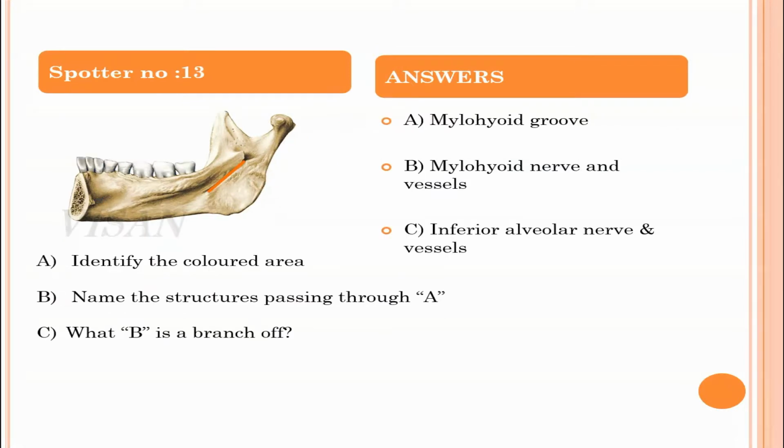Spotter number 13. Identify the colored area. So here it's not a point of getting confused with the mylohyoid line because mylohyoid line is present in the body, just below the teeth sockets. Whereas the mylohyoid groove is present in the ramus and that too just below the mandibular foramen. So here it is mylohyoid groove and the structure passing through it is the mylohyoid nerve and vessels. And they are the branches of inferior alveolar nerve and vessels.